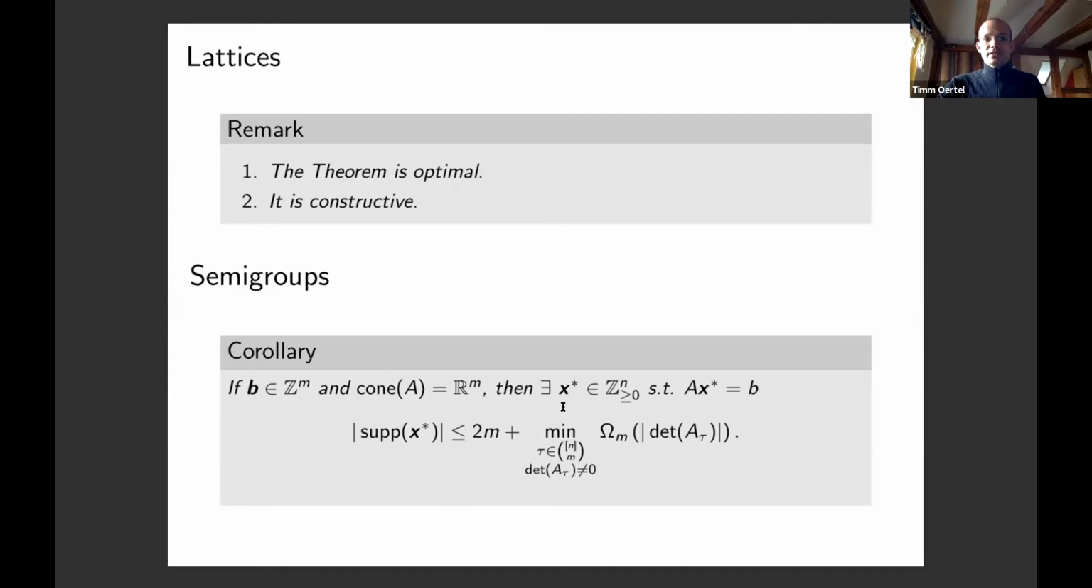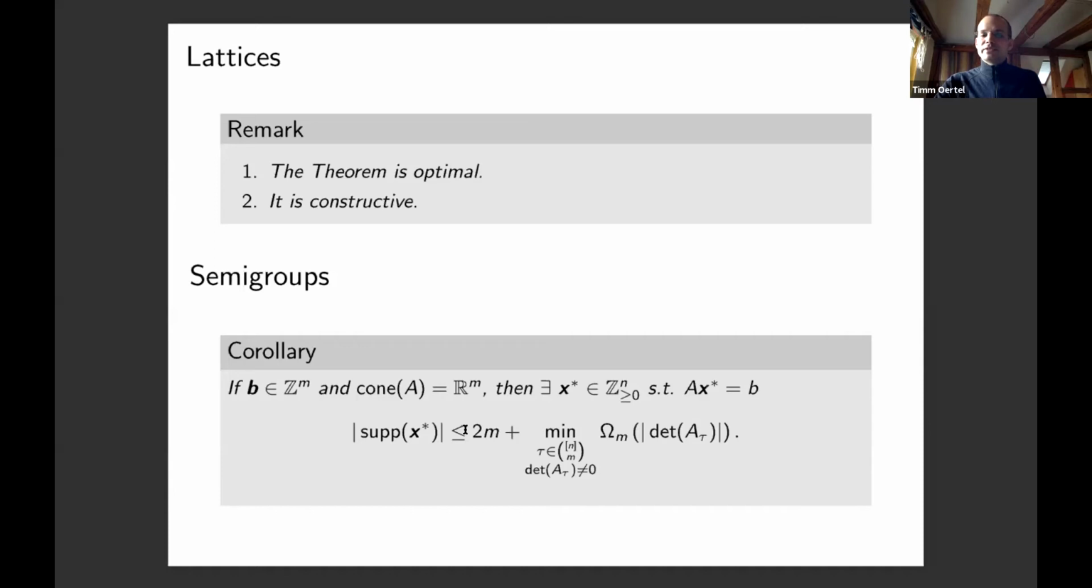Then there exists, actually, and if we assume that the cone of A spans R^m positively, so if we just look at the cone of A, it's equal to R^m, then we can guarantee that we always find a positive integer solution such that A times x star is equal to b, and the support is essentially of similar size as in the other setting. The only difference is that we now have 2m plus this minimization omega term. This follows quite easily. But in a way, having this assumption that the cone of A actually spans R^m, we artificially bring ourselves into the initial setting.